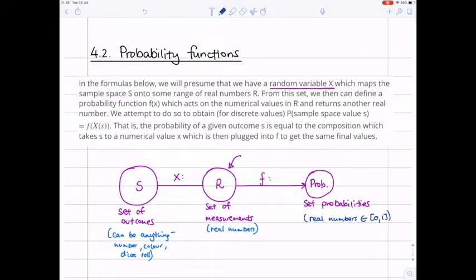So just to go through this again, we start out with some sample space, which is the set of all outcomes. We do an experiment which enables us to measure something about the outcome. And then we have another function which tells us the probability of the measurement that we just made.